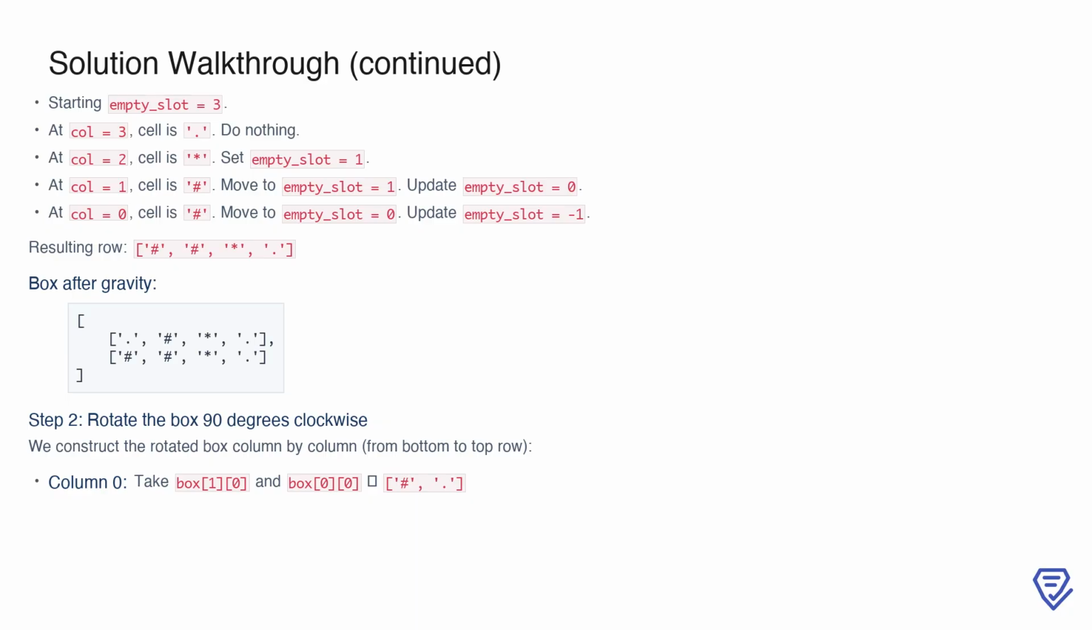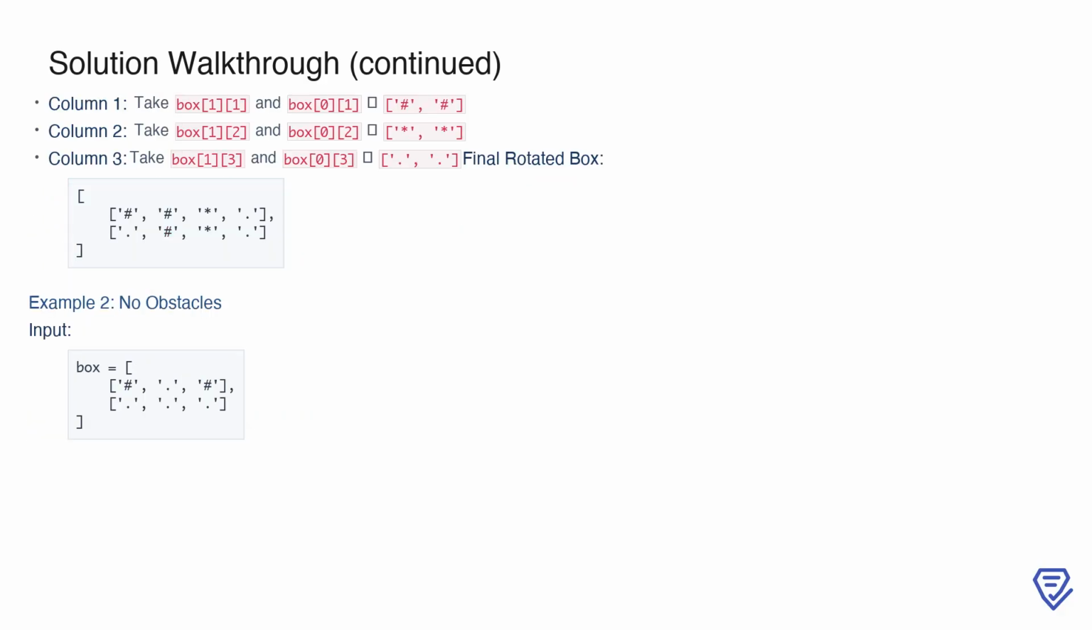This completes example 1. Now, we move to the second example, which demonstrates a case with no obstacles. The input box is a 2x3 grid. In step 1, we simulate gravity. For row 1, we begin with the rightmost column as the empty slot. The stone at column 2 stays in place, while the stone at column 0 moves to column 1, leaving column 0 empty. The resulting row becomes .##. Row 2 contains no stones or obstacles, so it remains unchanged. After applying gravity, the box appears as shown.